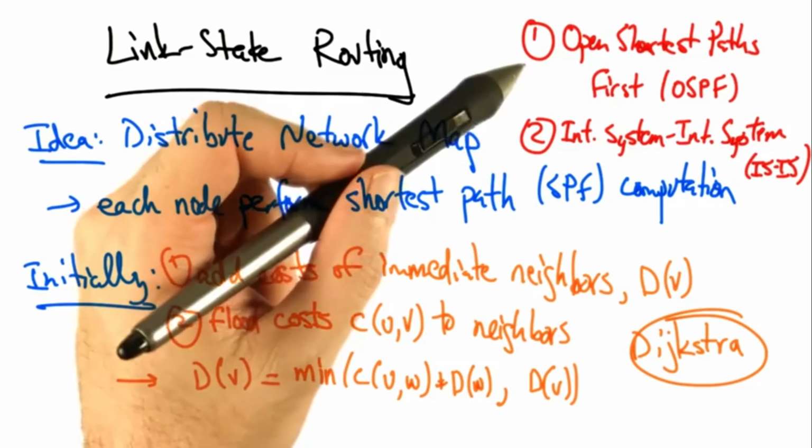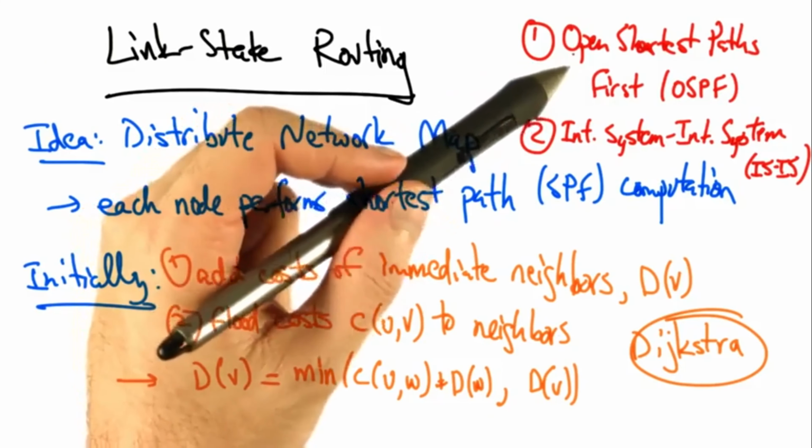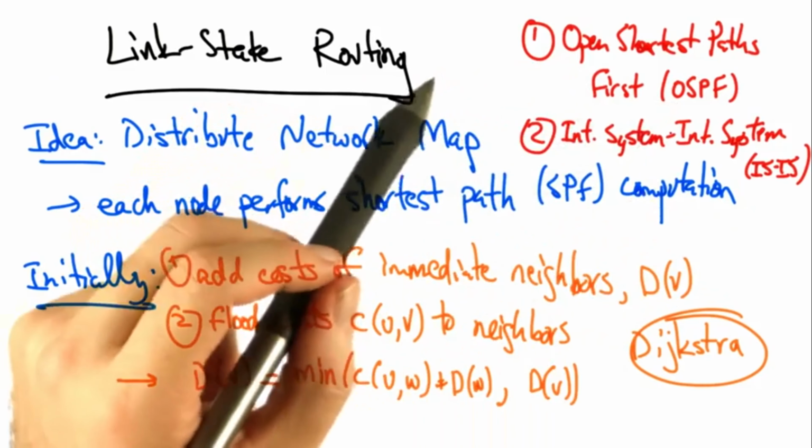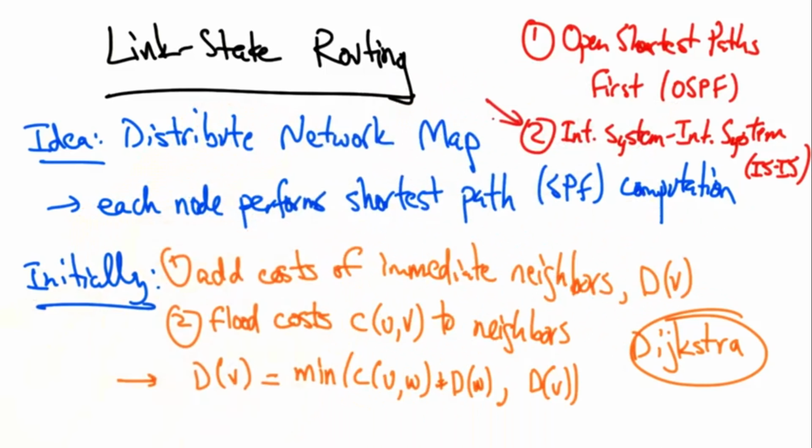Two common link state routing protocols are Open Shortest Path First, or OSPF, and Intermediate System to Intermediate System, or ISIS. In recent years, ISIS has gained increasing use in large internet service providers and is the more commonly used link state routing protocol in large transit networks today.